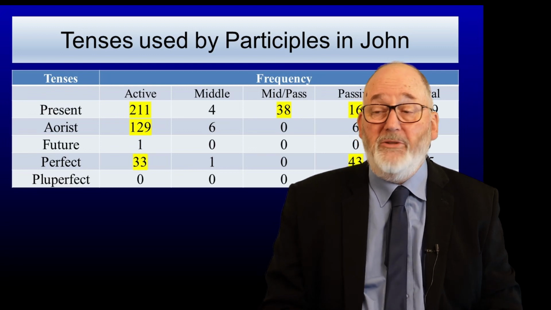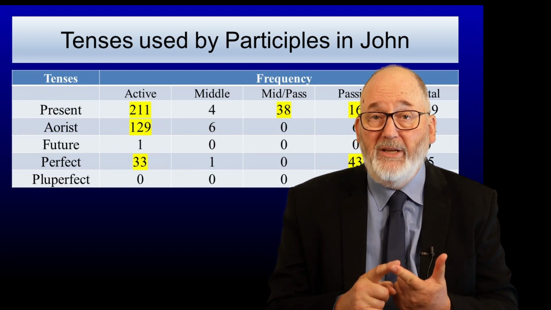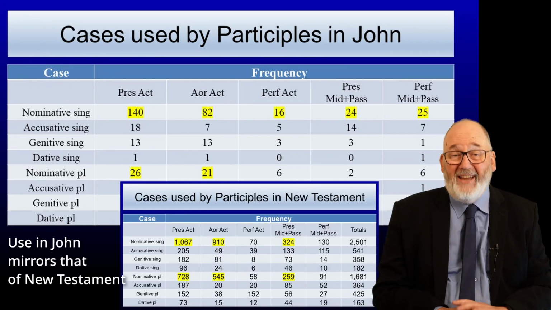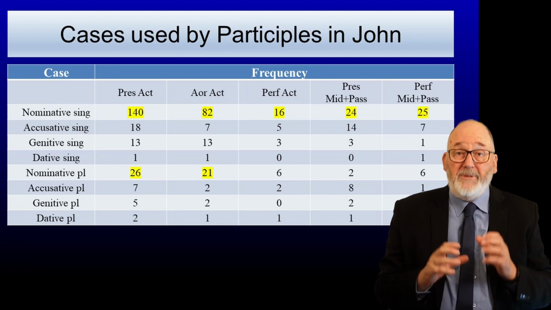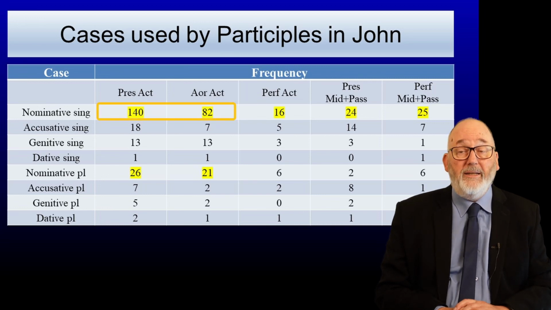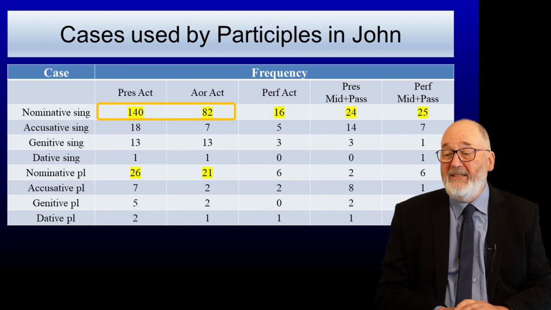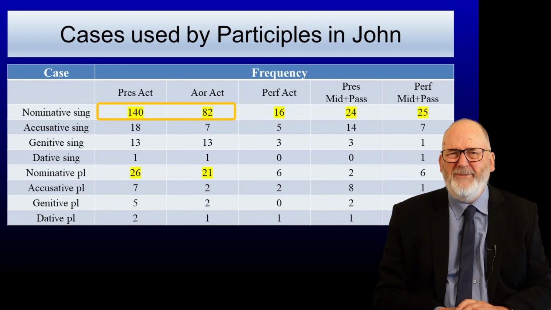The next step is to take these common combinations of tense and voice and ask which are the most common cases used by these tenses. Doing another analysis, you get a table like this one. And once again, we see there are some particular combinations that are found much more frequently than the others. In particular, the nominative singular of the present active is found much more often than anything else, somewhat followed by the nominative singular of the aorist active, and their plurals are found reasonably often as well.